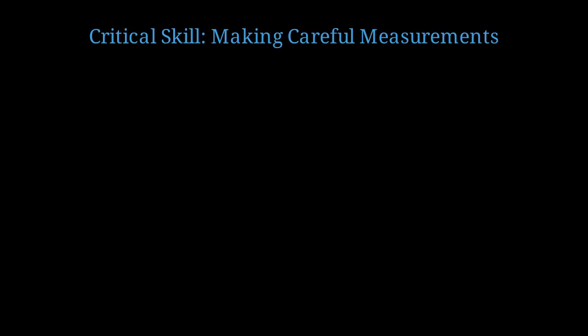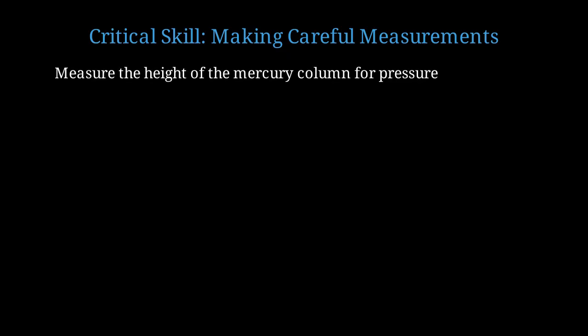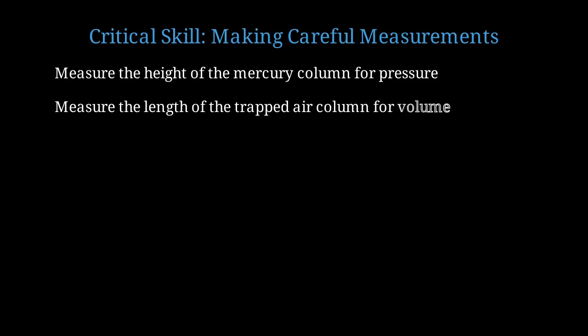Now let's talk about the critical skill of making careful measurements. This is where most students struggle in the lab. To measure pressure, Boyle measured the height of the mercury column. The taller the column, the greater the pressure. He used inches of mercury as his unit. To measure volume, he measured the length of the trapped air column in the sealed tube. Since the tube has constant diameter, length is proportional to volume.